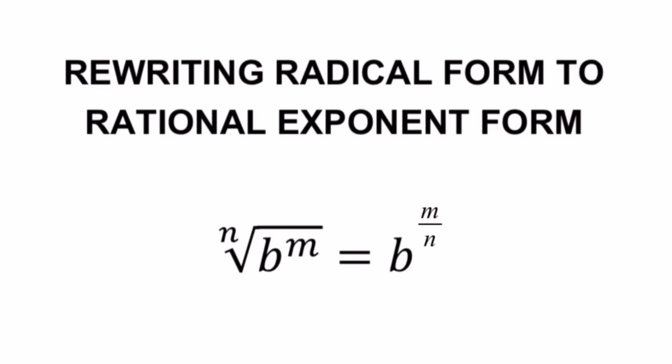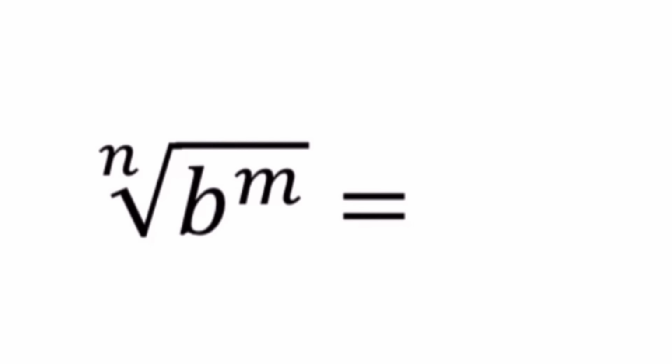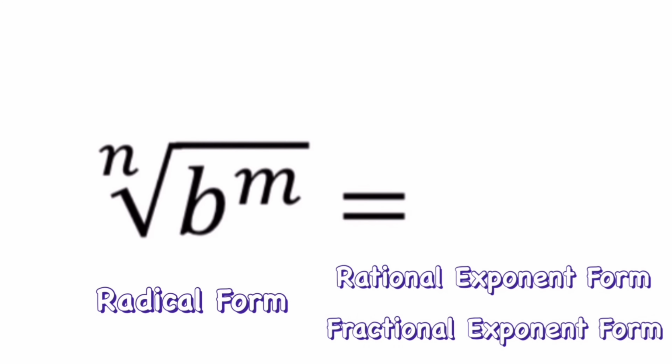Before we dive into this example right here, let's have a review of the notation for radical form and the rational exponent or fractional exponent form. Please remember that the notation that you see right now is in radical form, and this is read as the nth root of b raised to the power m, where b raised to the power m is our radicand. In order to change this to its equivalent rational exponent form or fractional exponent form, this becomes b raised to the power m over n.